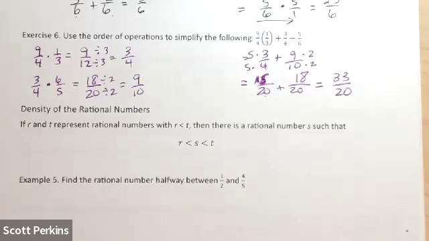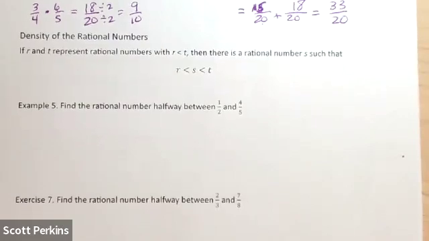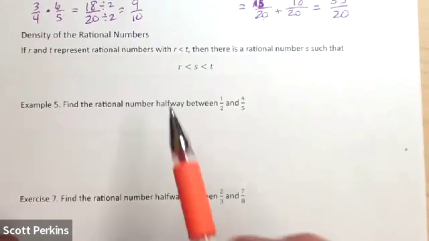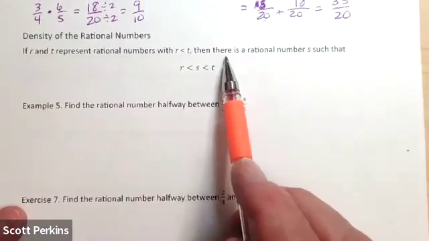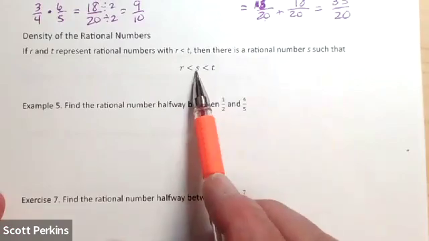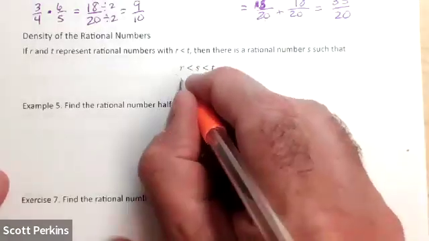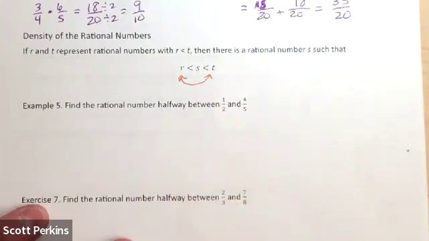Now, there's one more thing to do in this section, and then we're done with our quick talk about rational numbers. The rational numbers are interesting because unlike the natural numbers and unlike the integers, the rational numbers are what's called dense. And what that means is that if you have any two rational numbers, R and T, then there is always another rational number between them. So density means between any two rational numbers, between R and T, there's always, every time, no matter what, going to be another rational number.